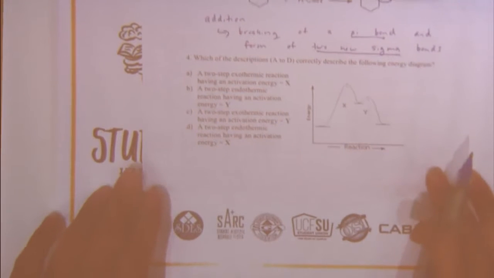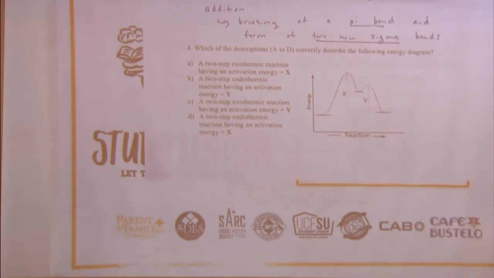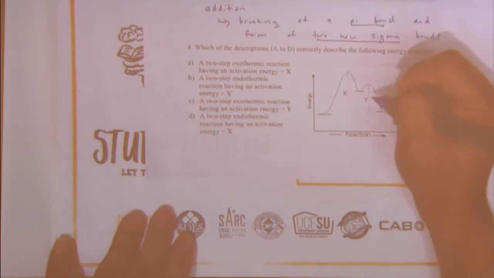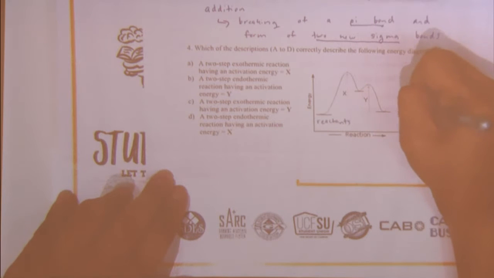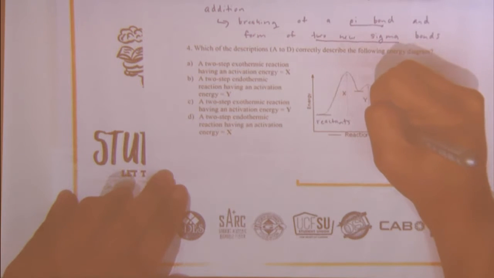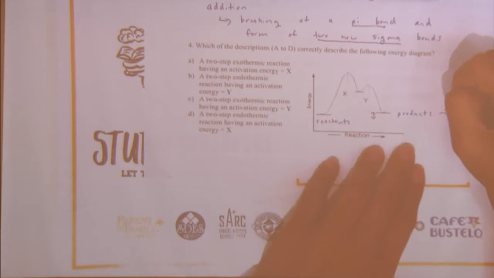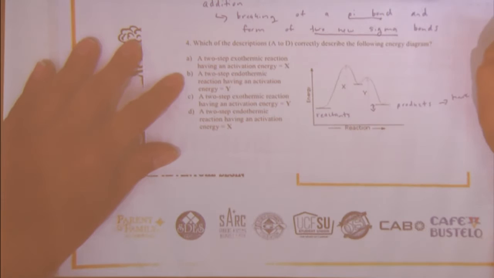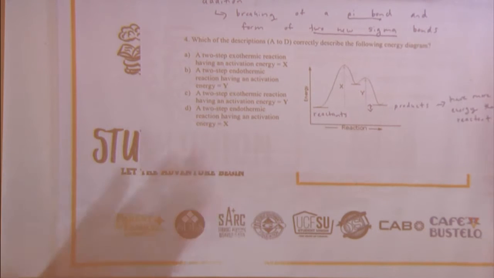Okay, so here we have a graph, which sometimes scares people, but it's okay. In the question they're asking which of the descriptions from A to D correctly describes the following energy diagram. The first thing I always like to look for is how the energy is changing from the reactants to the products. And here, even though it's a very small change, it still is a small positive change because the products have more energy than the reactants, which is the characteristic of an endothermic reaction.